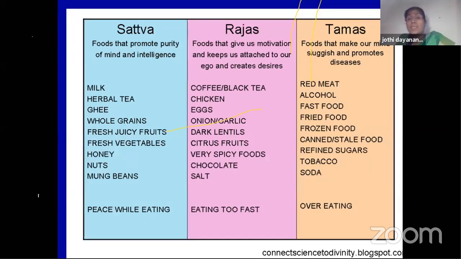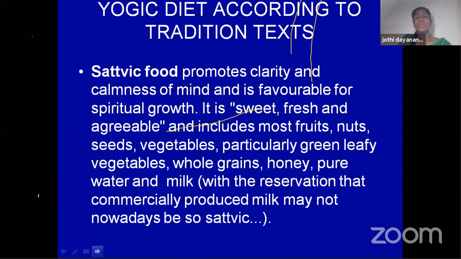And Tamasic food is like red meat, alcohol. Alcohol is prepared so many days before, so it leads to sedation. That is why, if you prepare it immediately and take it, it will become juice, right? So alcohol falls into Tamasic food, and then fast food, your fried food, your frozen food. You have kept it in the refrigerator and you take it the next day. All that, cake, ice cream, these are not called fresh food. Then tobacco, soda, refined sugar, all that comes into this kind of thing.